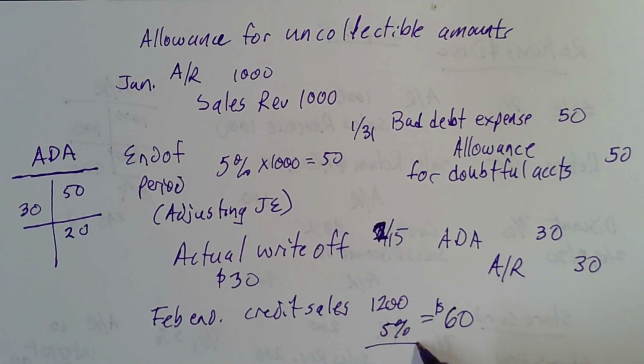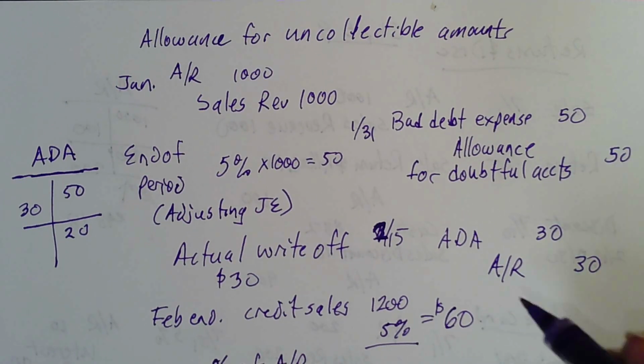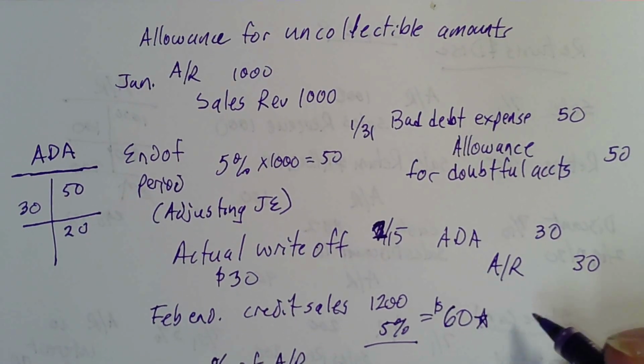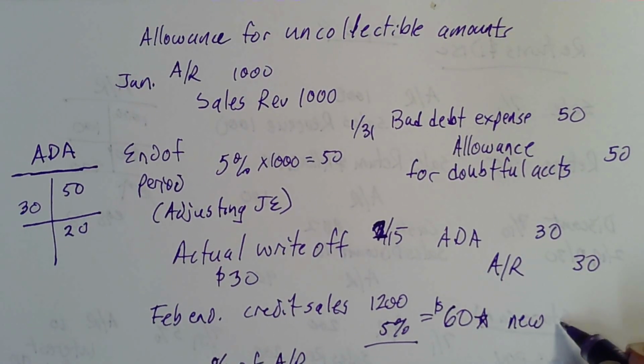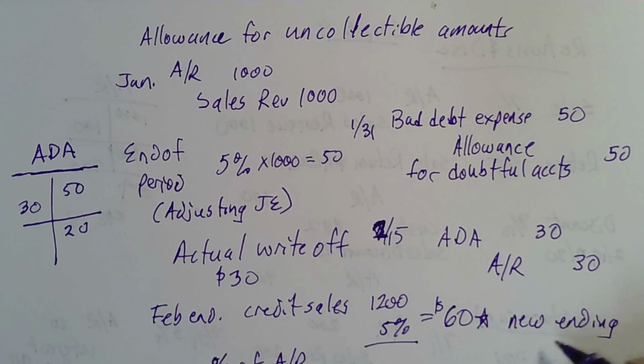Whenever we're using this percentage, and this is one of two methods, this is percentage of AR. What does this number represent? This number represents the new ending balance.